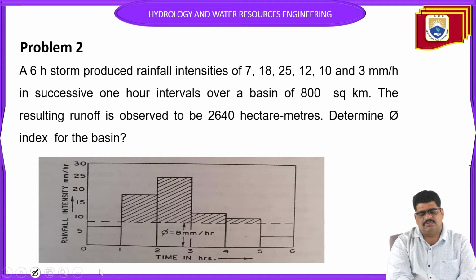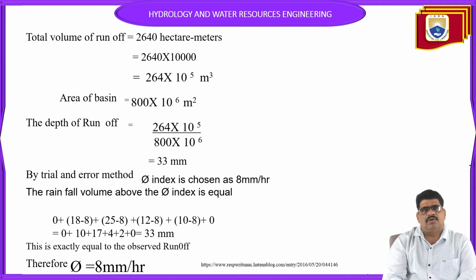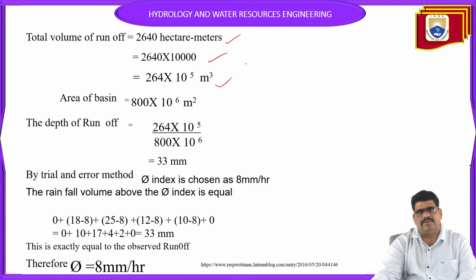The time duration is how much? 1, 2, 3, 4, 5, each interval is 1 hour. Here the Phi Index can be assumed as 8 mm per hour, and the rainfall intensity is given as 0, 5, 10, 15, 20, 25, 30 like that. Total volume of the runoff is already given in the data as 2640 hectare meters. Multiplying 2640 into 10,000, we get 264 into 10 to the power of 5 meter cube. We are converting like that.